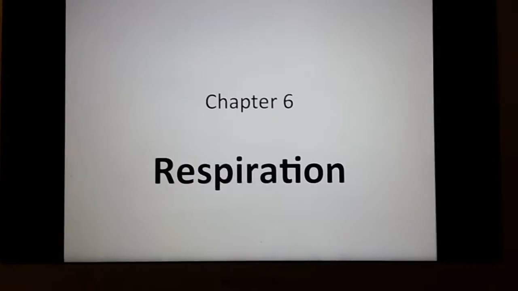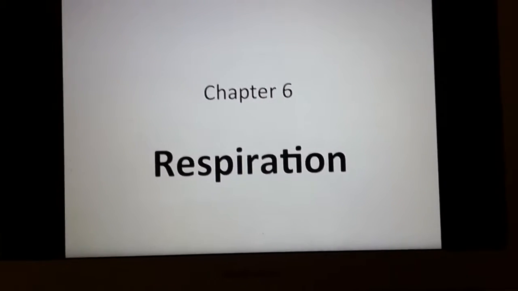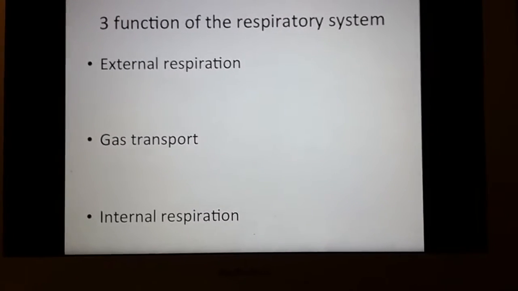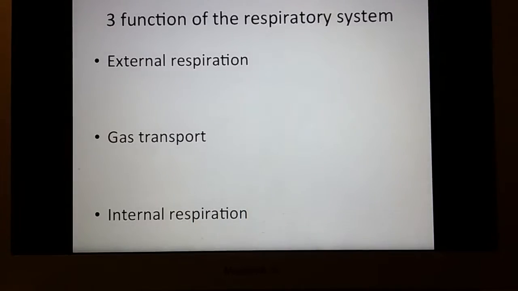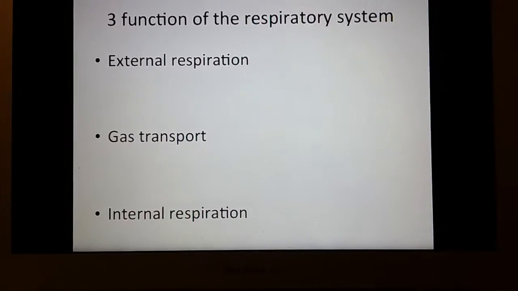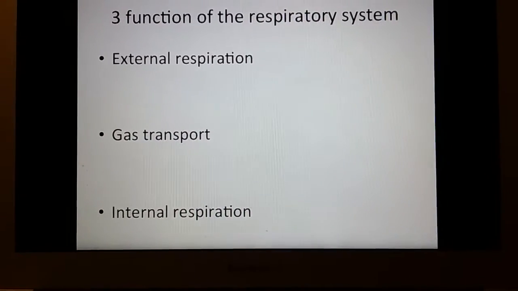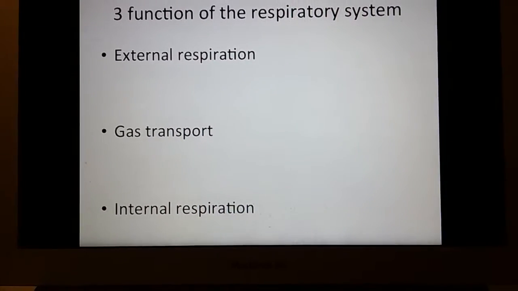Today, I will cover Chapter 6, Respiration. There are three functions of the respiratory system: external respiration, gas transport, and internal respiration.